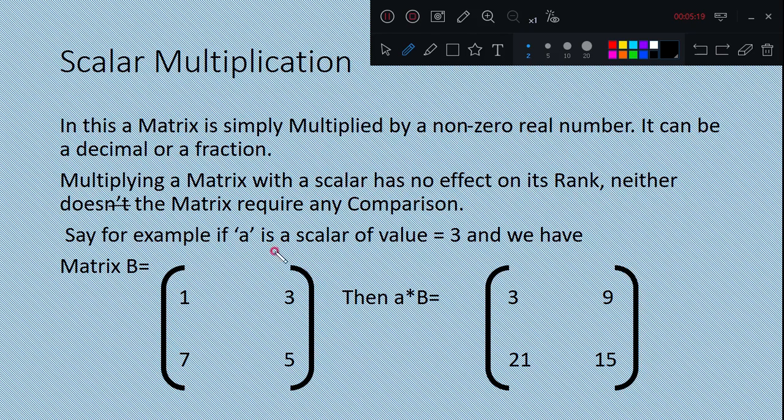Now for example, say I have a scalar A of value 3 and matrix B, 1 3 7 5, and I have to multiply A with B. What will follow is this scalar will be multiplied with each of the elements present in matrix B. Like 3 firstly will be multiplied with 1, which will give 3. Then 3 will be multiplied with 3, which will give 9. Then 3 will be multiplied with 7, which will give 21, and 5 will be multiplied with 3, which will give us 15.